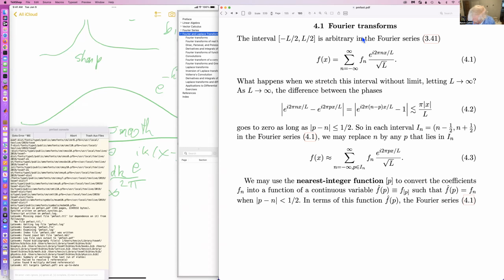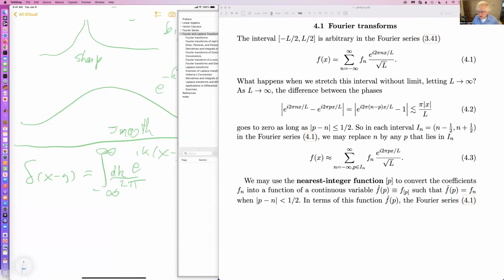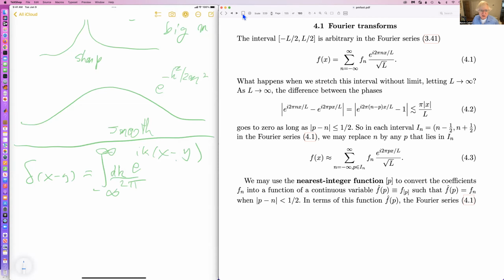I'm trying to get blue because I think blue shows up better than green. Oh, and let me get rid of this. And also, let me get rid of this thing that just constantly appears where it shouldn't. So annoying. Okay, so now you see this standard formula for the delta function.